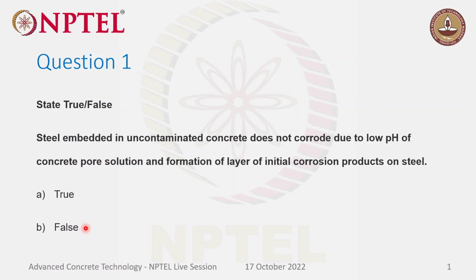To make the question simple, steel embedded in uncontaminated concrete does not corrode. Up to this statement, it is correct. But after that is the reasoning for the statement given here. So you have to find whether the reasoning provided in the second part of the sentence is valid or not. Okay, so the time has already gone. So let's see what answers you have given.